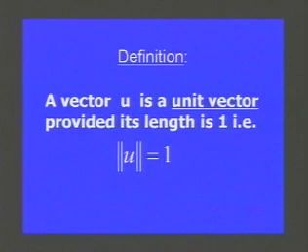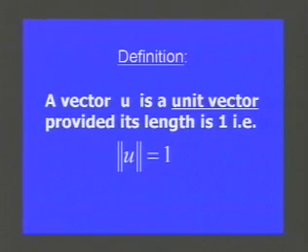All right, next, definition. This is the one I said you could predict. A vector u is a unit vector, provided its length is 1. In other words, there's that symbol again, the double absolute value looking things. Remember that means length or norm. That is equal to 1.